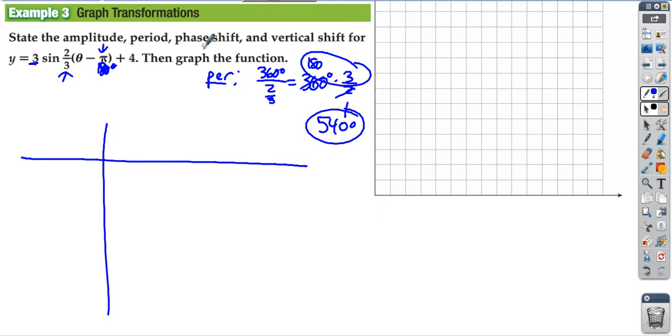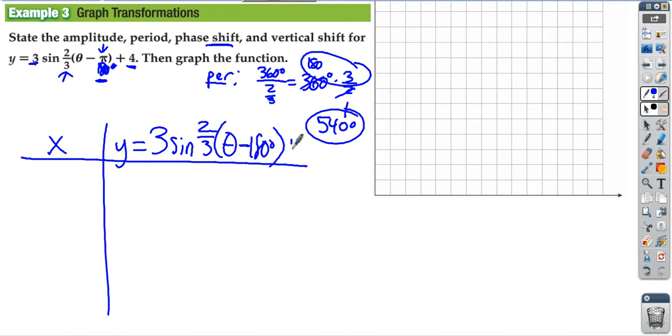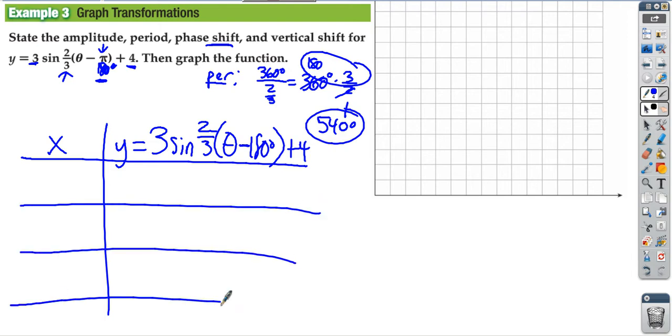The phase shift is going to be minus 180, so that's to the right 180. And this plus 4 is going to move it up 4. So let's fill in this table of values. In just a second, I'm going to show you how we get the other values. We know we're going to start our table at whatever makes the parentheses 0. So what makes this parentheses 0? Theta minus 180. Well, 180 would make that 0. So we're going to plug in 180, and let's see what happens here.